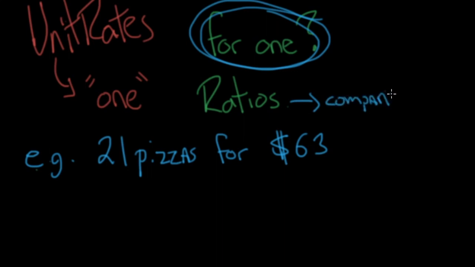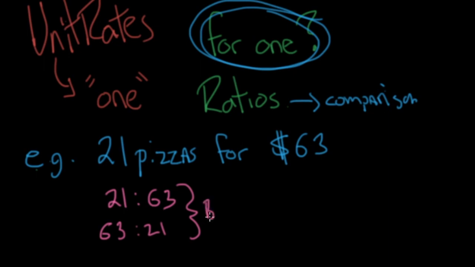So we're going to compare. 21 pizzas for $63. I'm going to show this a couple of different ways. This is kind of interesting. I'm saying basically 21 compared to 63. Right? 21 pizzas for $63. But couldn't you also say $63 gets you 21 pizzas? Which one is correct? Well, both are. It depends on what you want to know about.